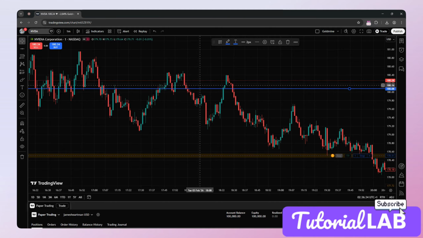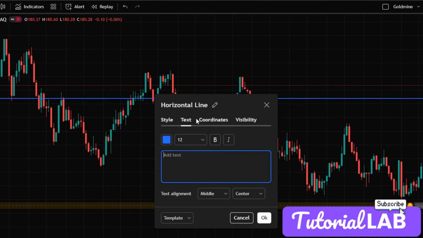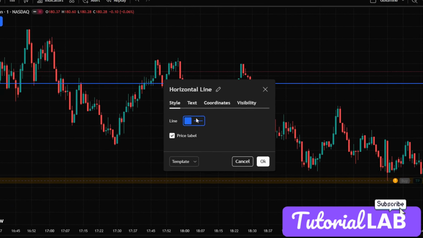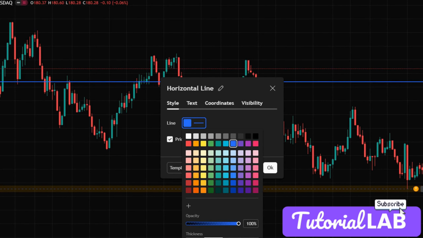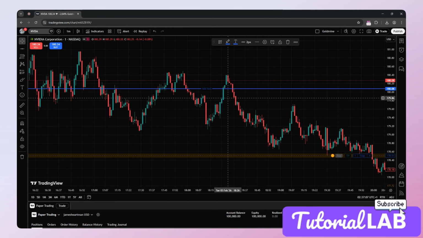If prices bounce upward from that level several times, that is likely support. If price is rejected downward several times, that is likely resistance. You can double-click the line to change its color, thickness, or style. This makes your levels easier to see. The manual method is useful because it helps us learn to read market structure.